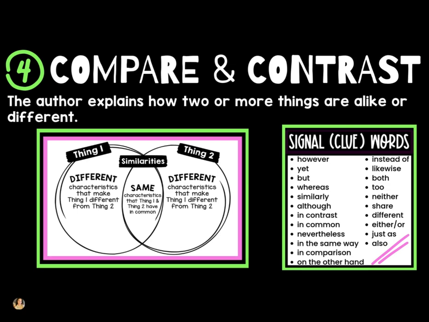Then we also have compare and contrast. This is where the author explains 2 or more things that are alike and how they are different. You will see in the Venn diagram, they have 2 things where the similarities overlap and the differences are on the outside. Some of the signal words are however, yet, but, whereas, similarly, although, in contrast, in common, and then a few more to list as well.